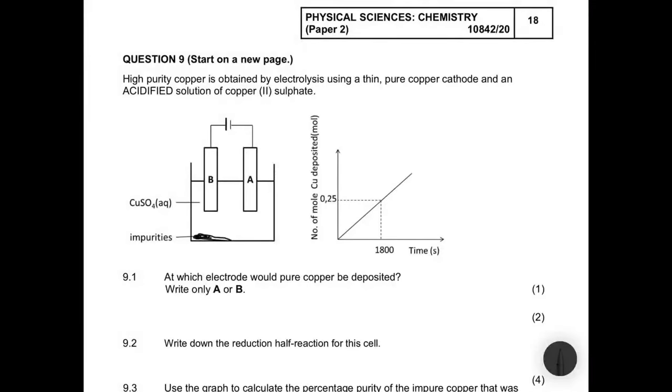High purity copper is obtained by electrolysis using a thin pure copper cathode and an acidified solution of copper sulfate, clearly demonstrated on our schematic. And then 9.1 says, at which electrode will pure copper be deposited? Write only A or B. So back to the basics again.